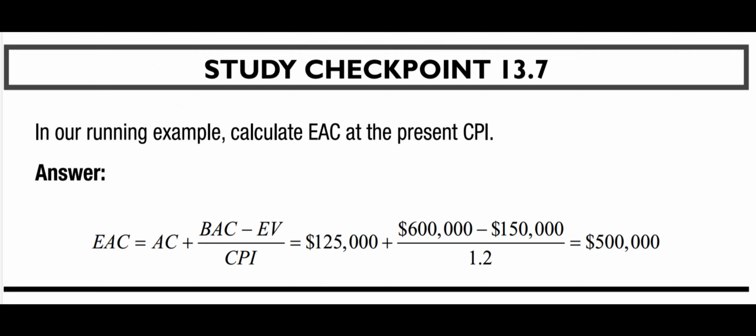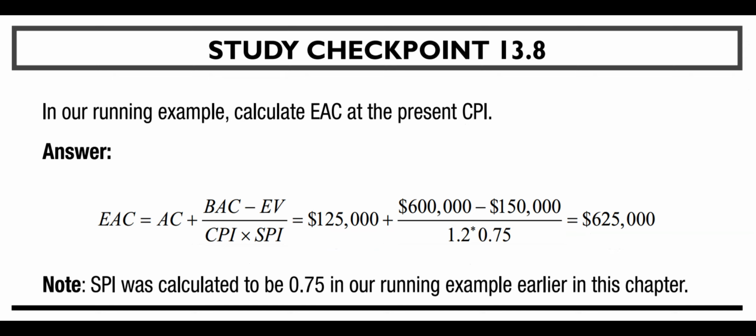Study checkpoint 13.7. In our running example, calculate EAC at the present CPI. Answer. EAC = AC + (BAC - EV) / CPI = $125,000 + ($600,000 - $150,000) / 1.2 = $500,000.